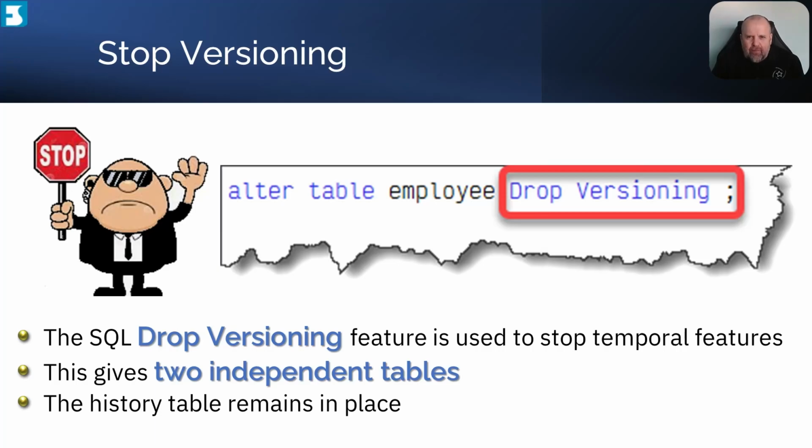By running the drop versioning, you will get two lots of tables. You'll get an existing temporal table that's no longer temporal, and the history files. The history files won't be capturing any more data, but you can run queries over them if you need to.